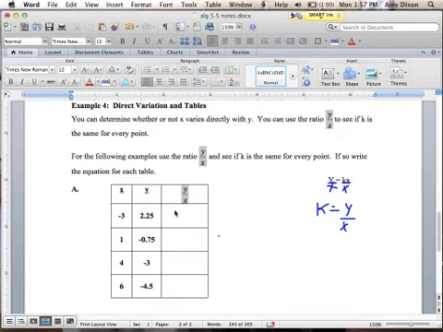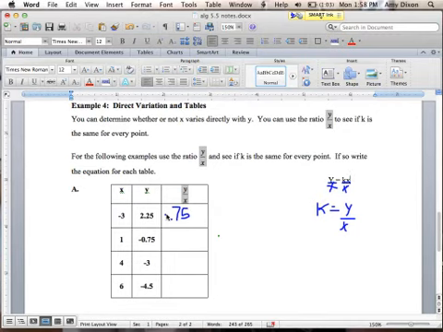So if we do 2.25 divided by 3 on this chart, we're going to see if they're the same. I'm just going to divide each one in the calculator. I'm sorry, I did that backwards. It's y divided by x, so you do 2.25 divided by 3, and I get 0.75. We're going to see if we get the same thing all the way through. If I take 0.75 divided by 1, that's just going to be 0.75.